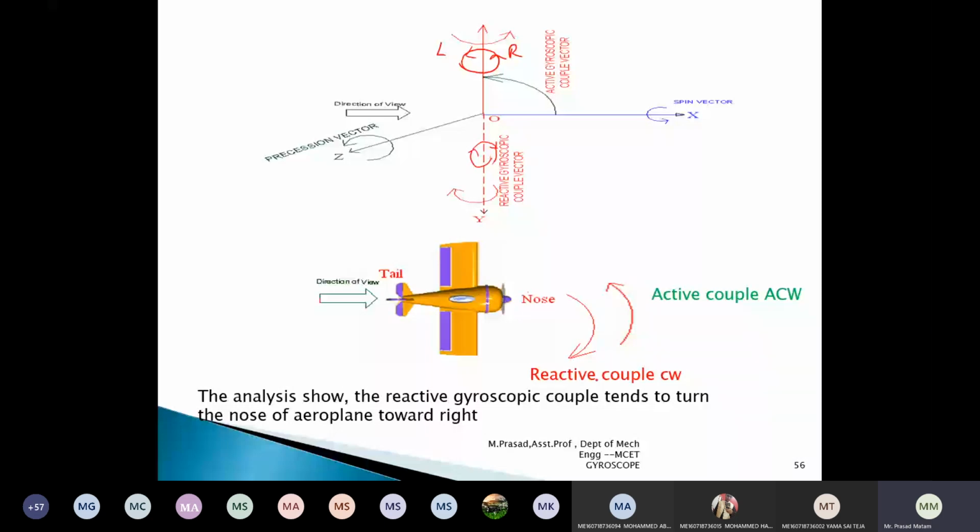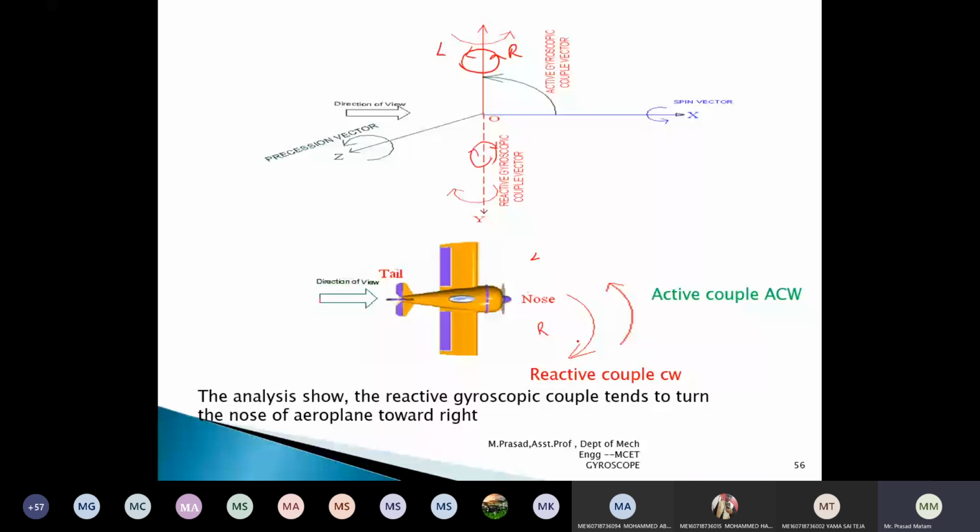If you see what is clockwise and anti-clockwise, this is the anti-clockwise motion. This is the clockwise motion. With respect to my view, this is my left side and this is my right side. Therefore, the aeroplane is turning towards the right side. Any doubts regarding this?